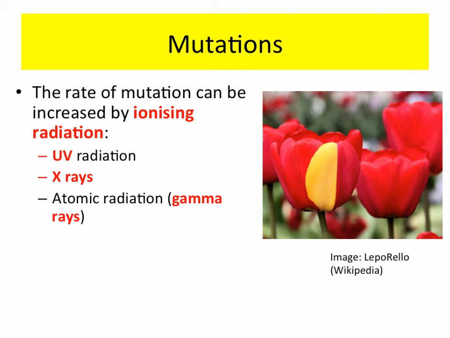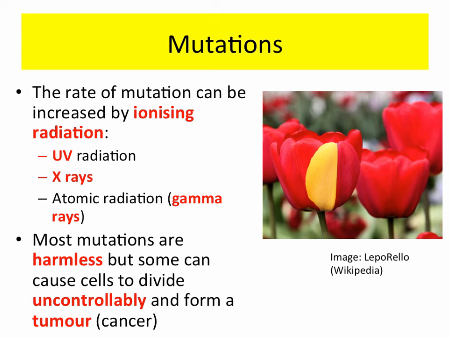And obviously, the most extreme example is atomic radiation that comes from a nuclear explosion, for example. And the vast majority of mutations are actually harmless, and you don't even know maybe that you have it. But some of them can cause cells to divide uncontrollably and form a tumour, for example, cancer.